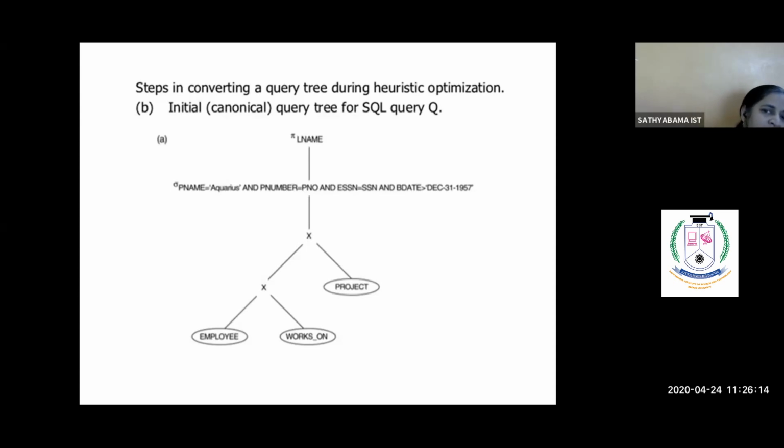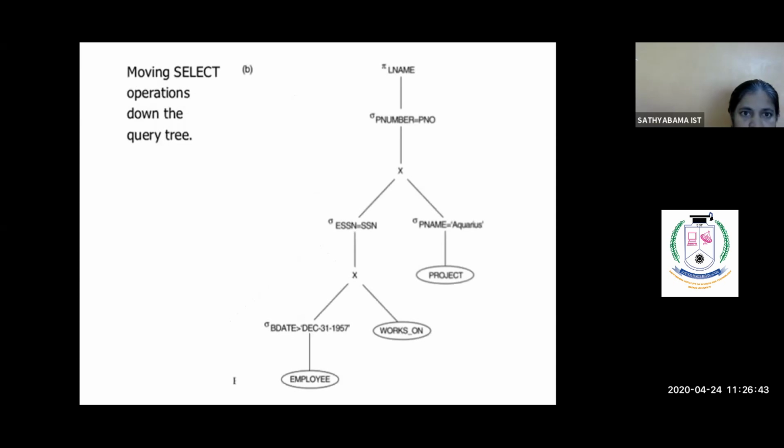So based on these several conditions, now we are using all the three tables. We make it as one huge table, and we are posing all the conditions on it. Based on these conditions, only relevant rows are fetched. And finally, we are projecting only the L name of the employee who matches all these conditions. So this is the initial query tree we are obtaining.